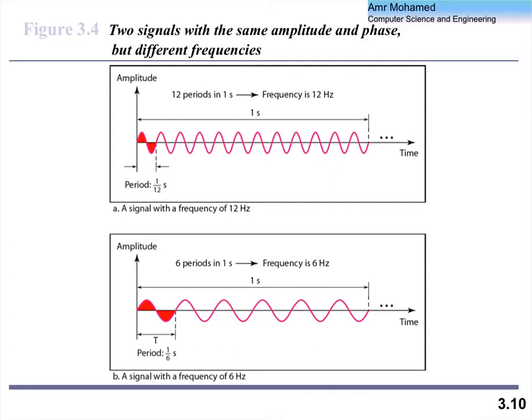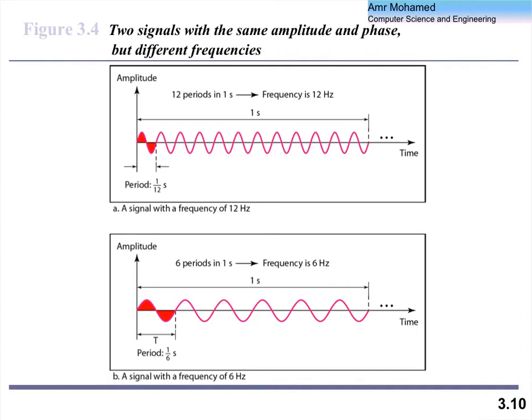So in these two examples, we have two signals which have the same amplitude in that case. They have the same amplitude, but they have a different frequency. So in that case, as you can see, this signal has a different frequency from this. Which one has higher frequency?